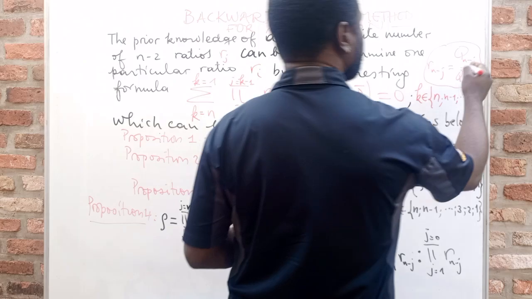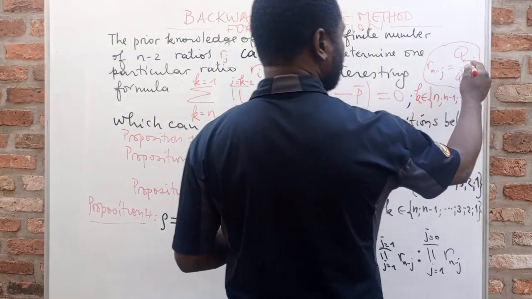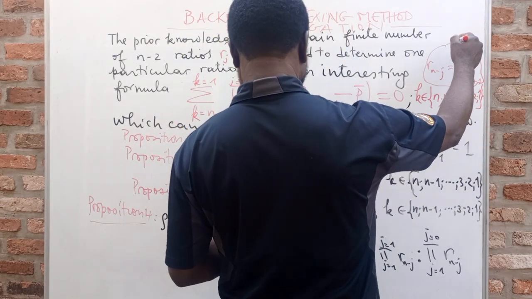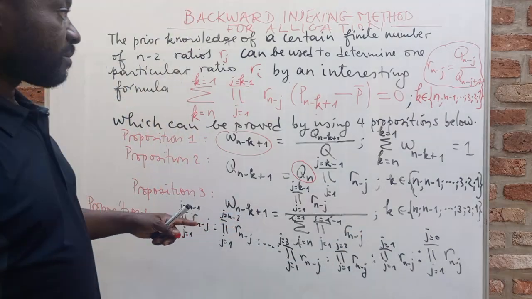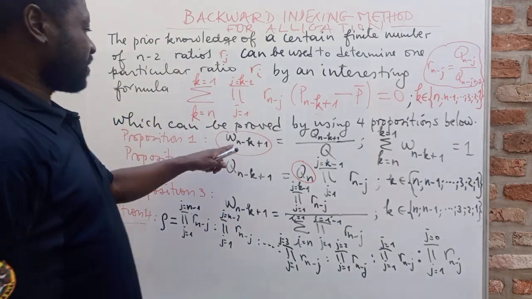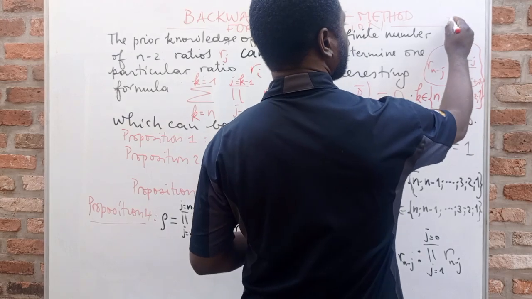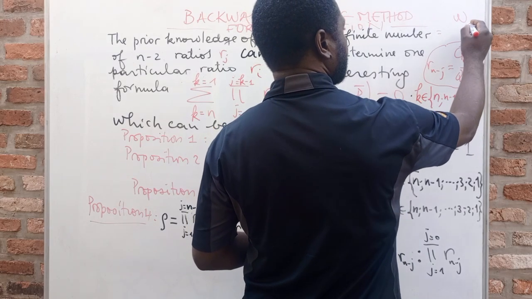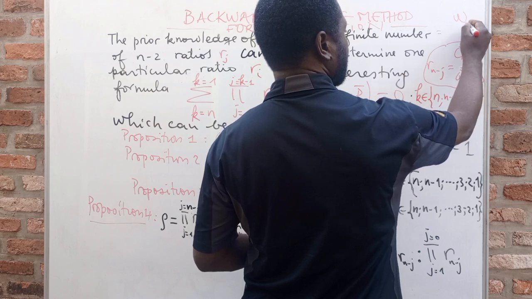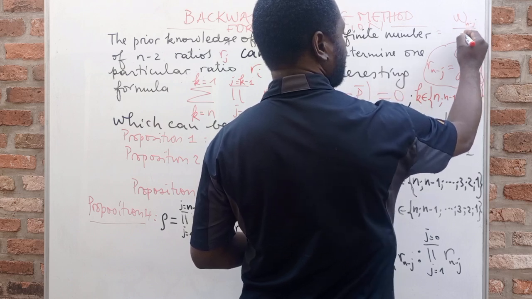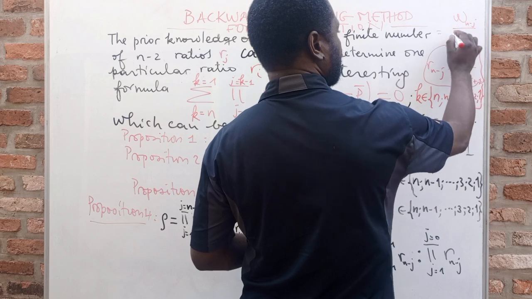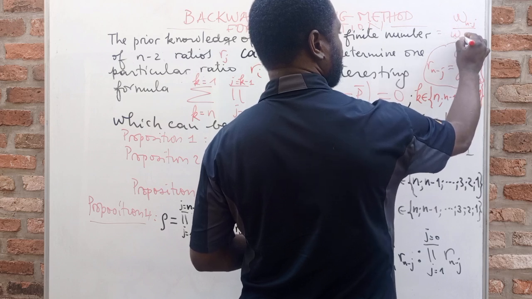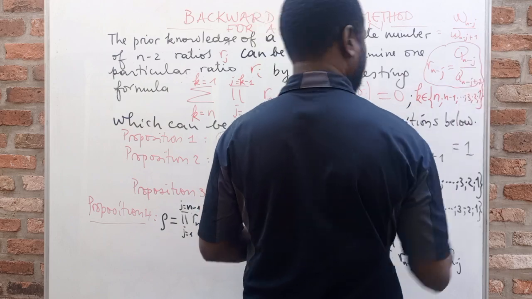In terms of weight, it will be equal to omega sub n minus j over omega sub n minus j plus 1.